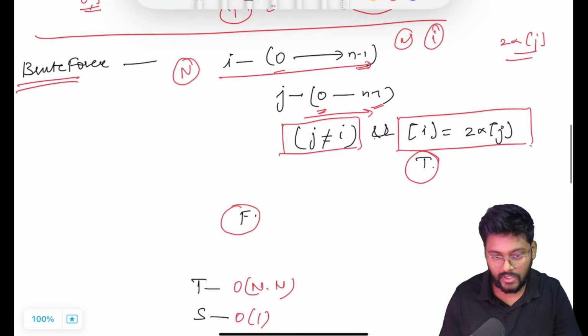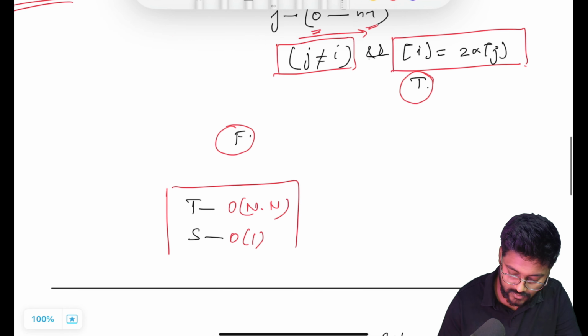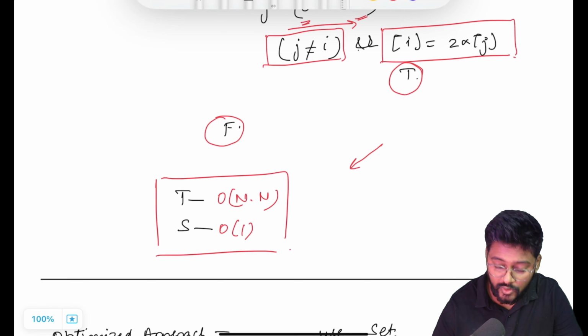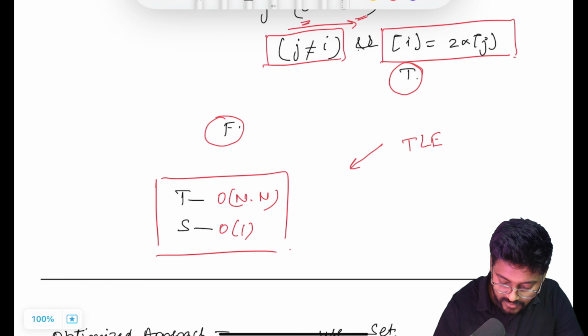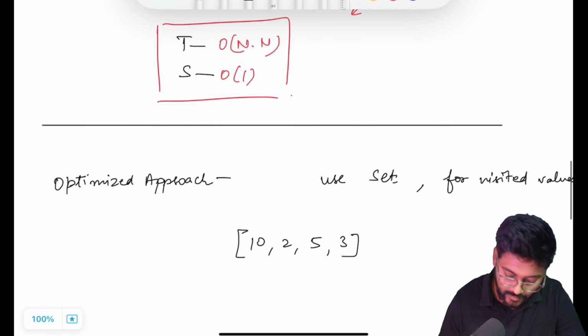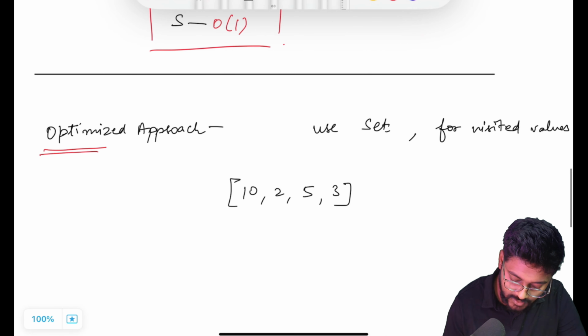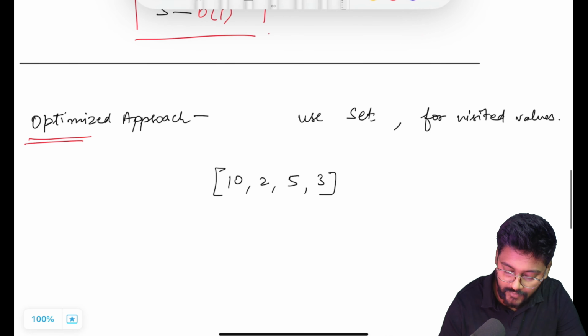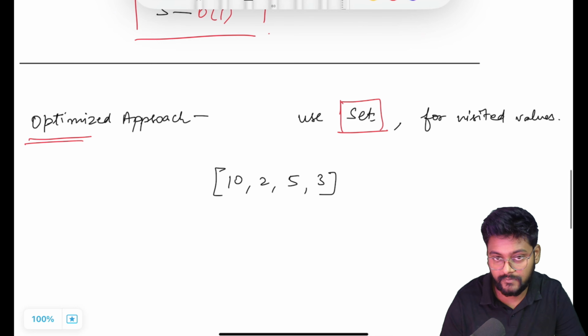We have not taken any extra space, so it is constant for this. But this approach is going to give me time limit exceeded for very large value of n. So how do we optimize this approach? To make it an optimized version, we are going to use set data structure.